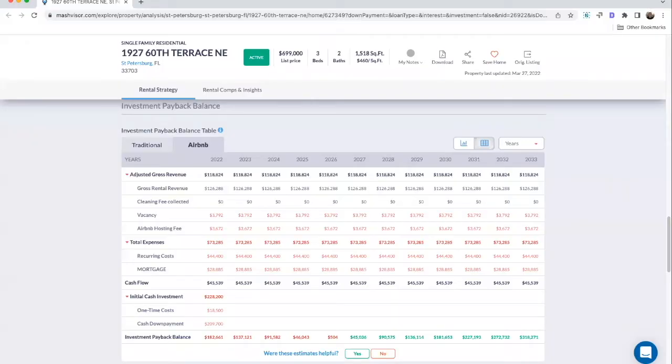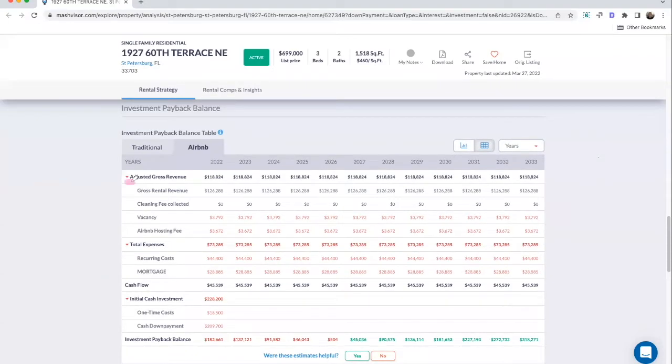The payback balance table will give us an overview about the home, showing us the adjusted gross, which is our gross, minus our vacancy and what we're paying for Airbnb's hosting fee, our total expenses between recurring and mortgage, our annual cash flow, all of our upfront costs from our one-time startup costs, and our cash down payment, and how long it will take for us to pay back that upfront cost through accumulated cash flow.